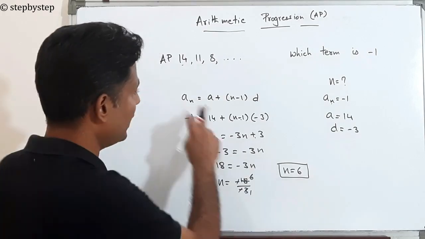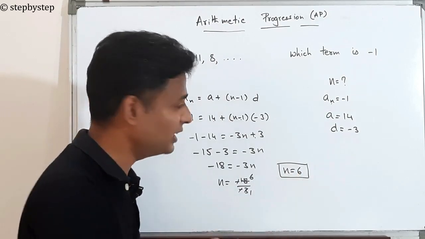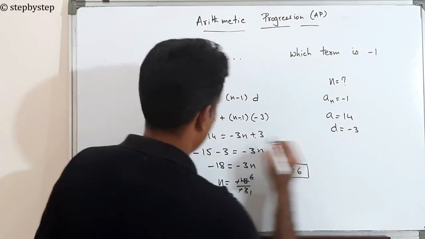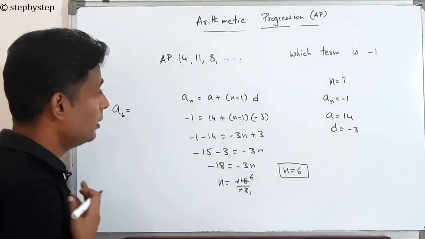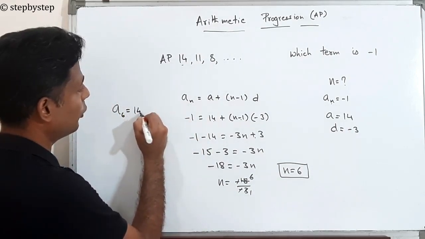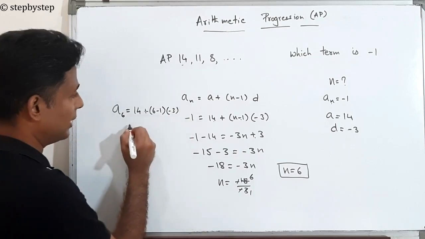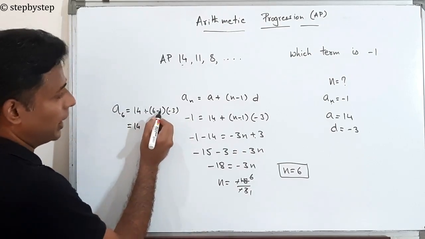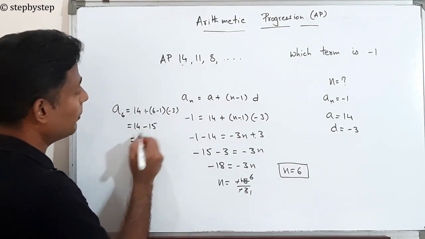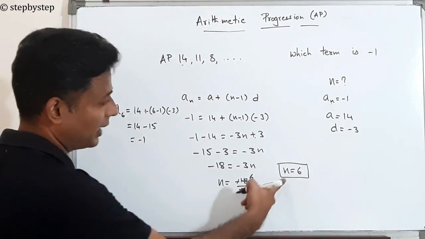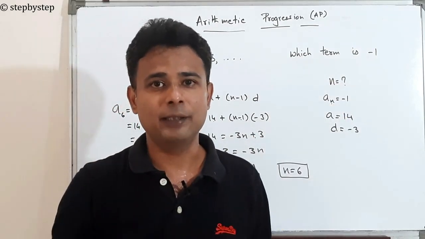Easy way to check your answer. Again, using this, we found that minus 1 was the sixth term. Let's check if it is correct. A of n, that is, we need to find a of 6, right? Because we have found it's the sixth term. So a of 6 will be a, that is 14, plus n minus 1, that is 6 minus 1, into d, that is minus 3. So we get 14, 6 minus 1, 5, 5 into minus 3, minus 15. So 14 minus 15 is minus 1. So our answer is correct. So minus 1 is the sixth term of this AP.